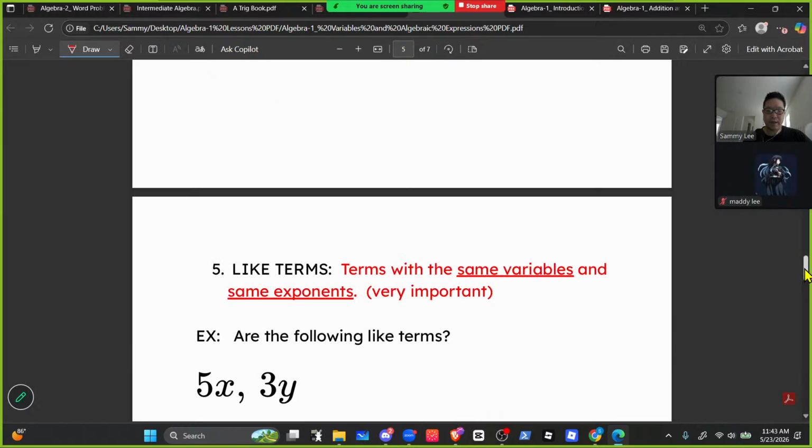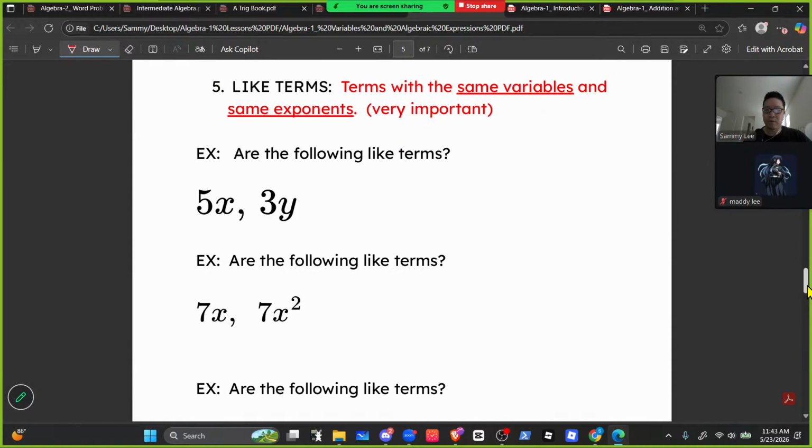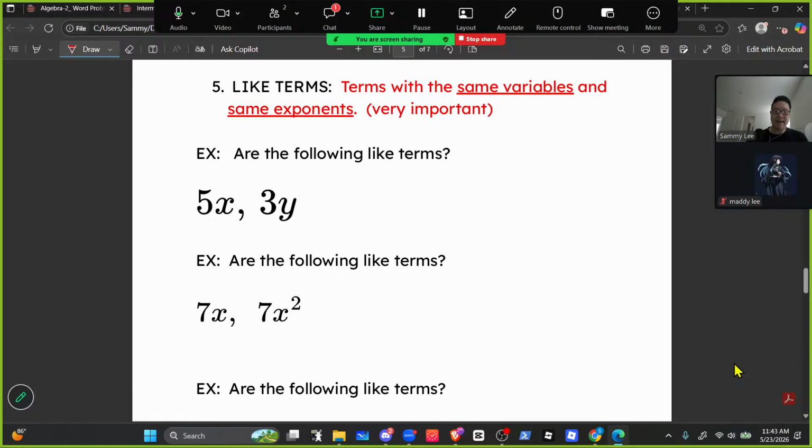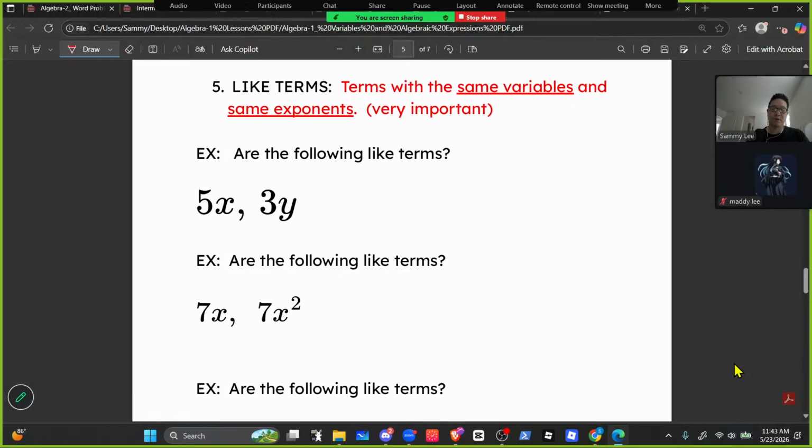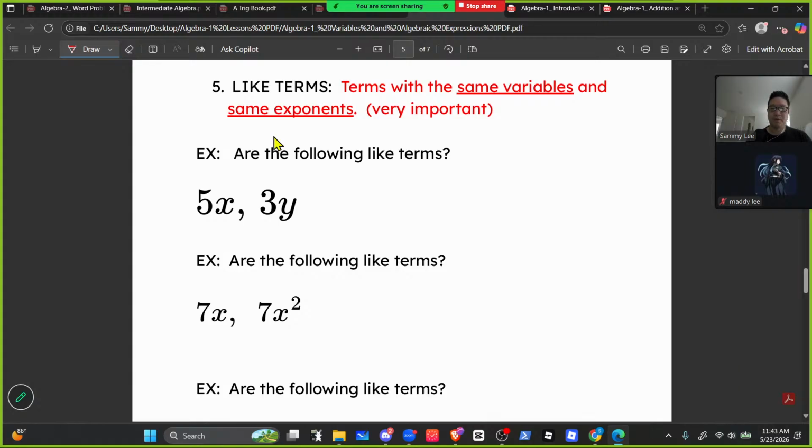All right, like terms. This is very important for algebra, and it's where you have terms with the same variables and where the same variables have the same exponents. Okay? So they have to meet both conditions. They have to have the same variables, and those variables have to have the same exponents.